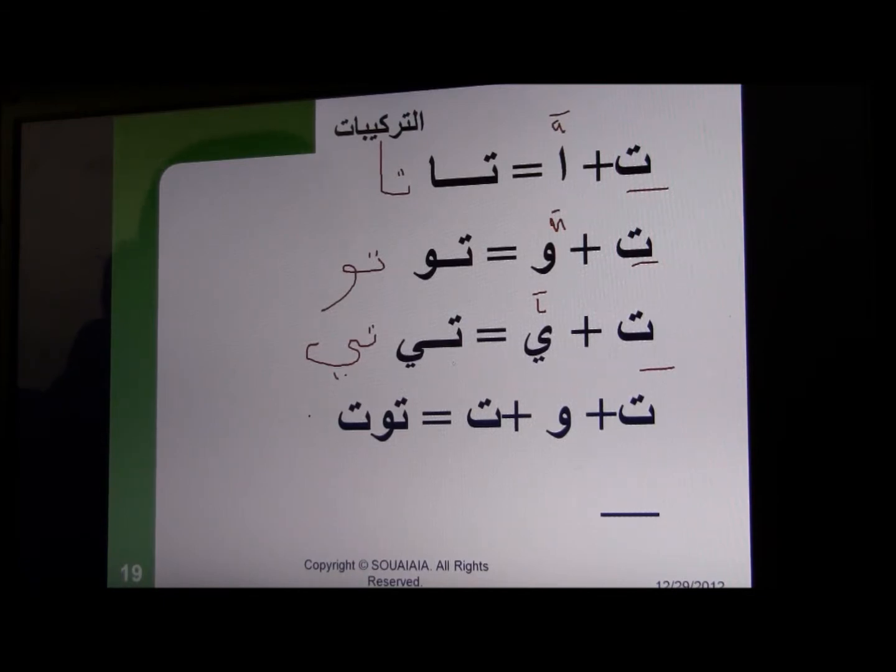A word, toot. Notice the Thaa looks like an isolated Thaa because the Wow, this letter, does not connect to the left. And this is like berries, some form of berry. Keep practicing. Toot.